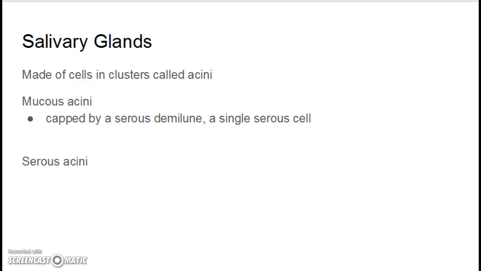Salivary glands are made up of clusters of cells called acini. One cluster would be called an acinus, several is acini. And we have two types. There are mucous acini and serous acini. And the mucous acini are always associated with a serous demilune, which is one single serous cell. And by the name demilune, you can get the idea that it's going to look like a little half moon.